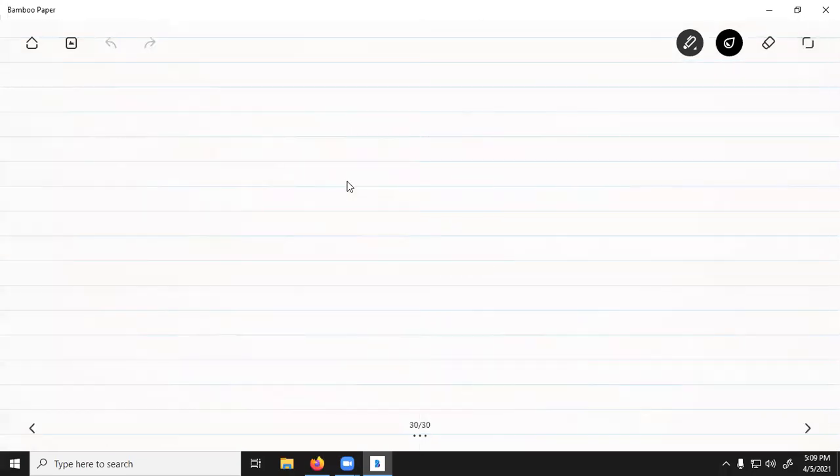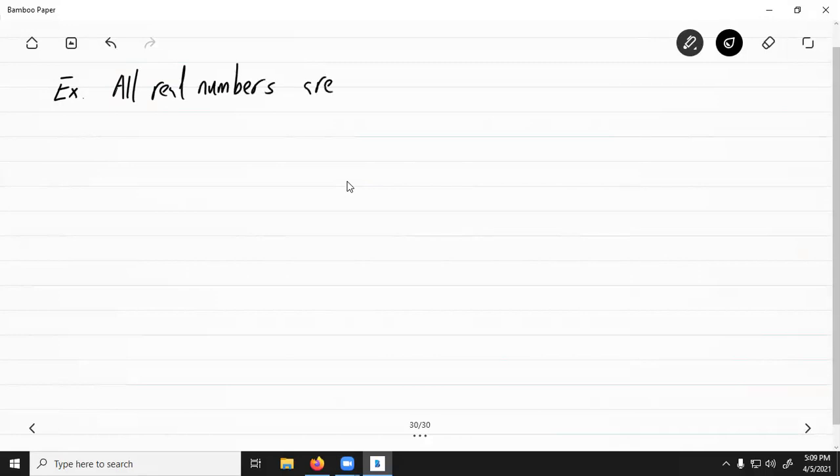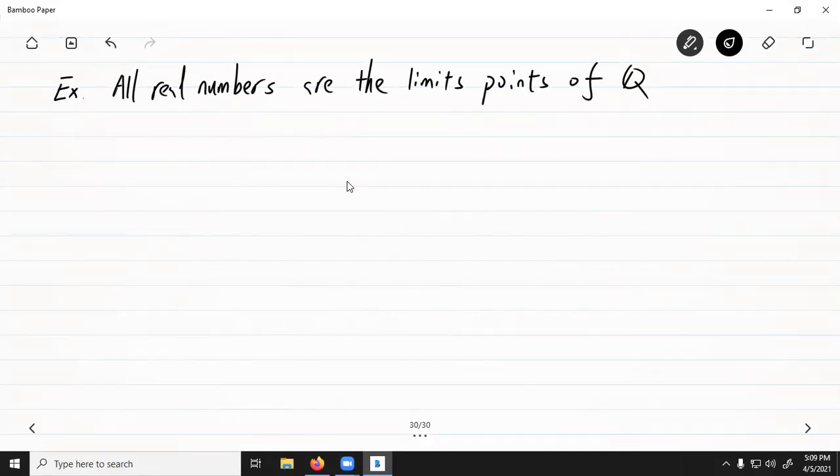Okay, another point: all real numbers, including the rational numbers and the irrational numbers, are the limit points of the set of rational numbers. Okay. All real numbers are the limit points of the set of rational numbers. Why? Do you know why? Why is every point a limit point of the rational numbers?